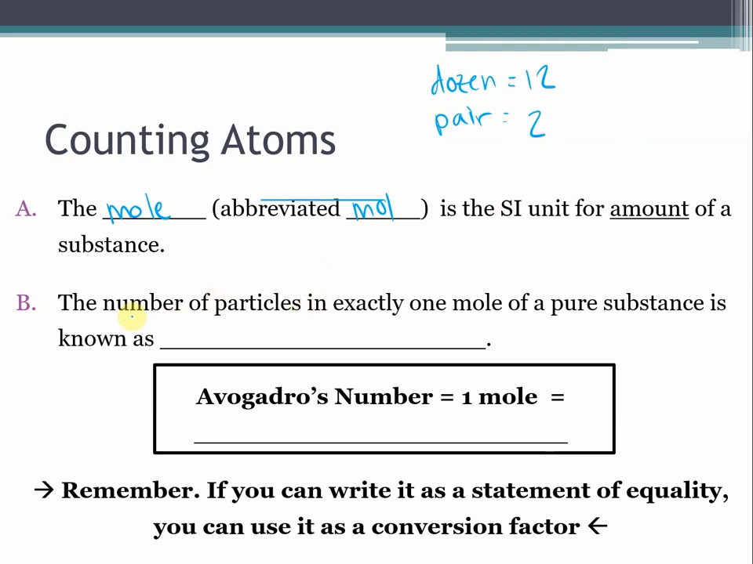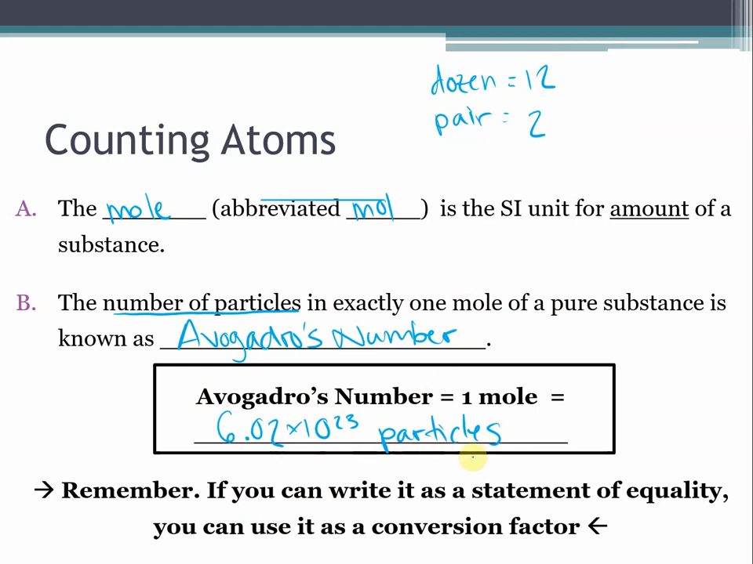It describes the number of particles in exactly 1 mole. That's known as Avogadro's number. Not avocado, Avogadro. Avogadro's number is the number of things in 1 mole. That magical number is 6.02 times 10 to the 23rd particles. So a dozen is 12, a pair is 2, and a mole is 6.02 times 10 to the 23rd.